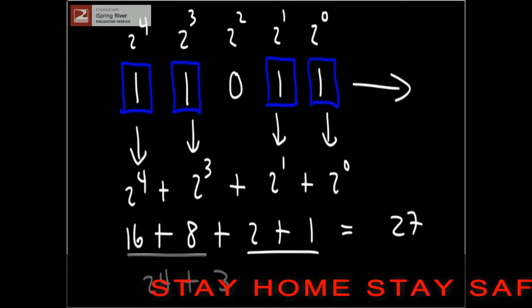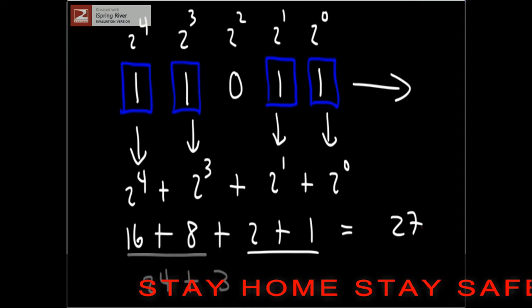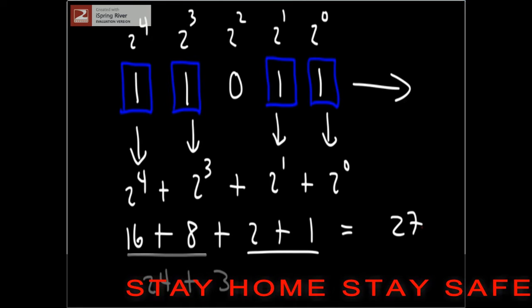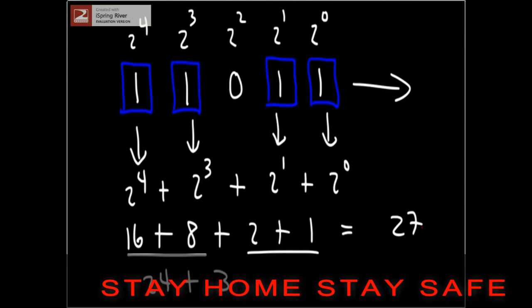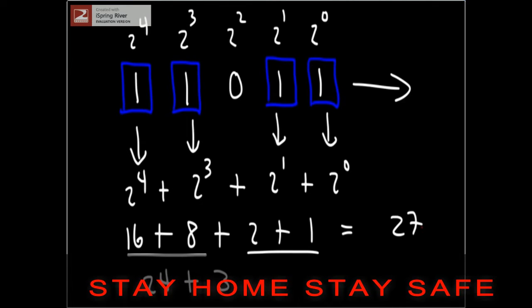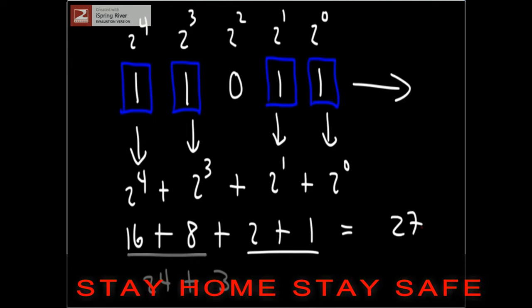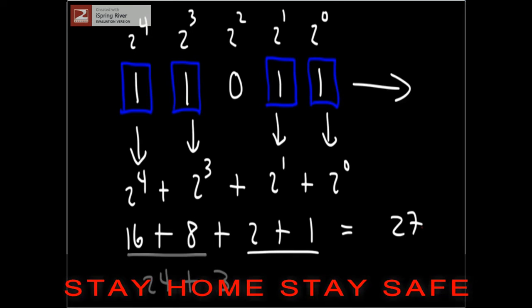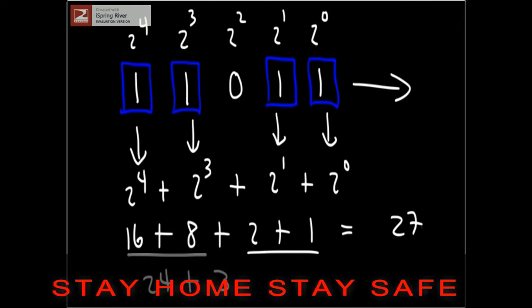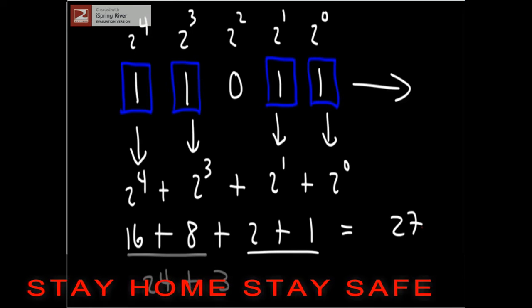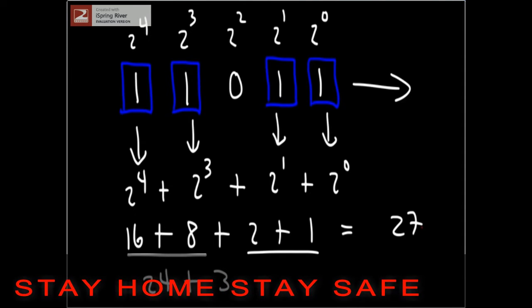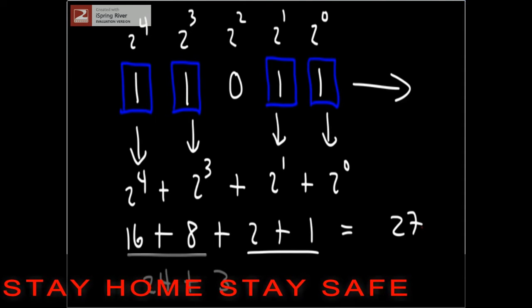Then 1 multiplied by 2 power 1. The value is 2. 0 multiplied by 2 power 2, 0. 1 multiplied by 2 cube, 2 power 3 is 8. And 1 multiplied by 2 power 4 is 16. Now by adding all this, we will get the decimal number 27.